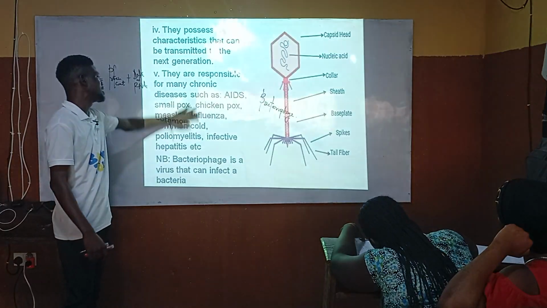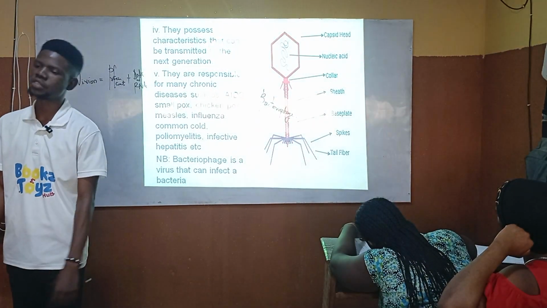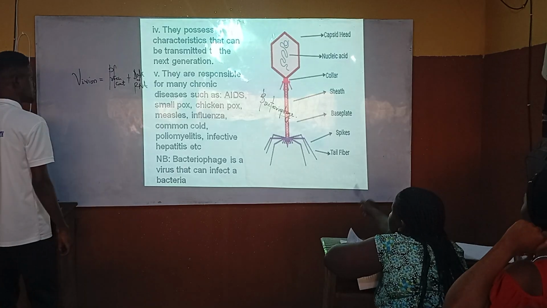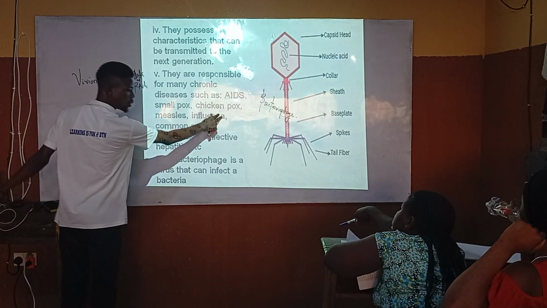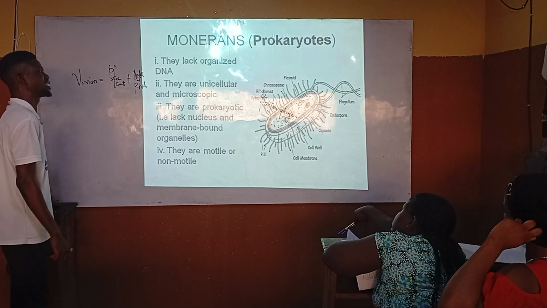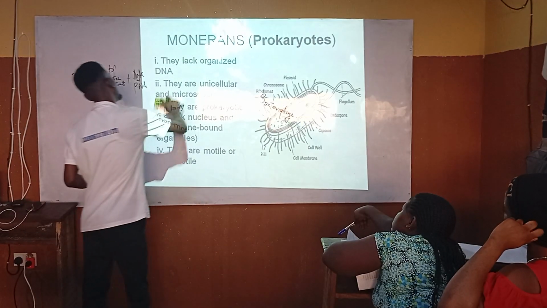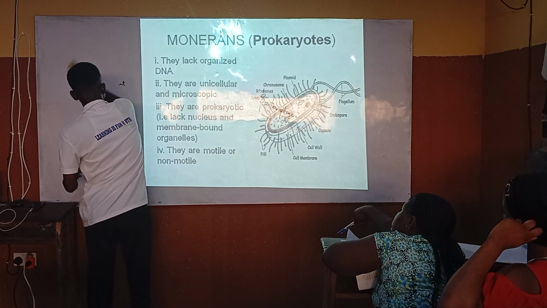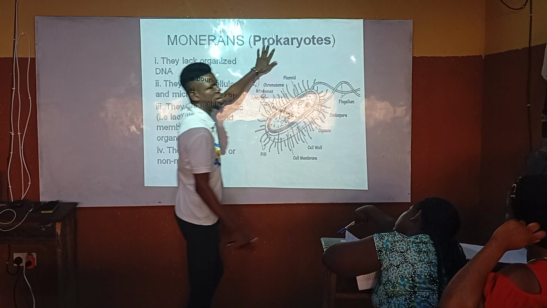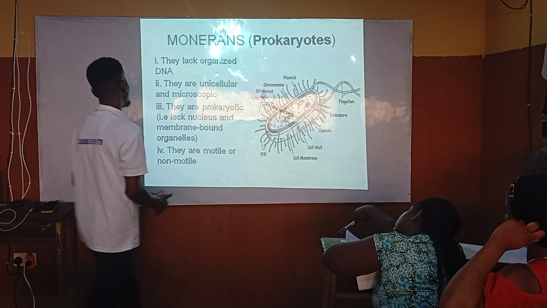Please have a list of those viral infections and diseases. Exams test you on that. AIDS, smallpox, chickenpox, yeah. Now we can go to the first kingdom, Kingdom Monera. Kingdom what? Kingdom Monera. So we said they are what? Prokaryotes. They are what? Prokaryotes.